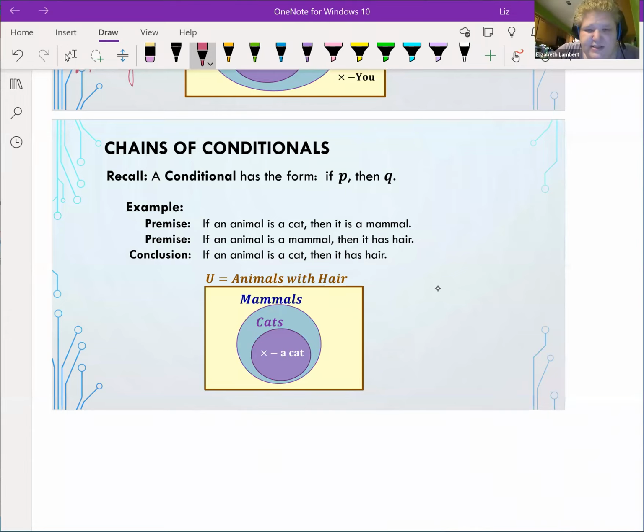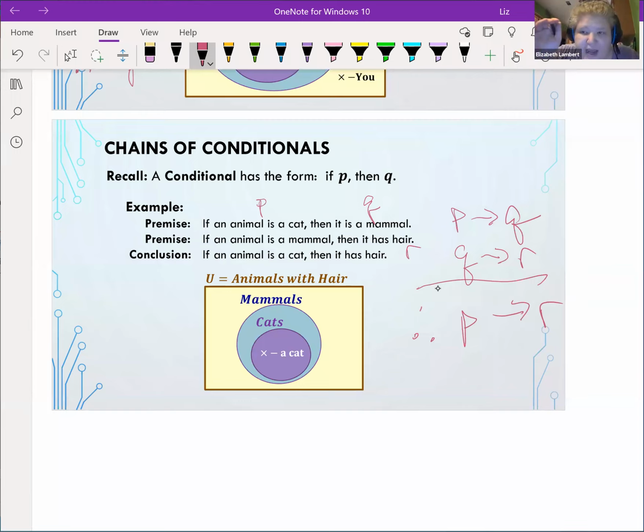So if I label these, animal is a cat is P, mammal is Q, and then we'll say has hair is R. So the first statement is if P, then Q. The next one is if Q, then R. And then the conclusion is then, well, if P, then R. So not saying that, like, we have a cat or we have a thing with hair. We're just saying if the first two are true, the third one must logically follow from that.